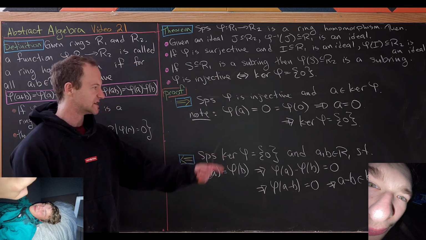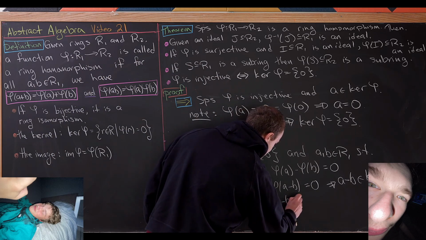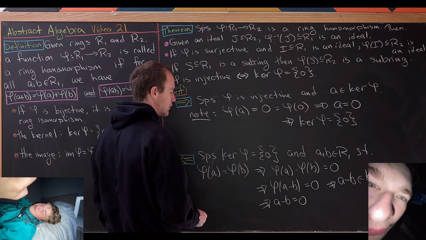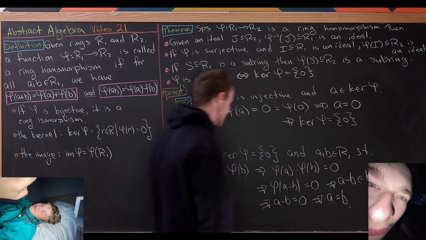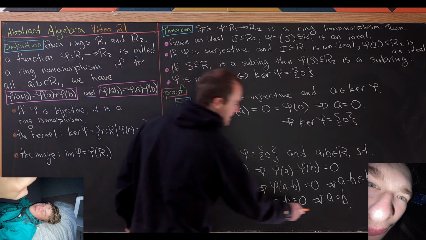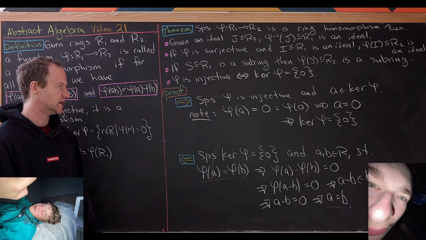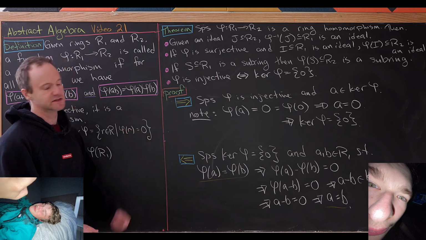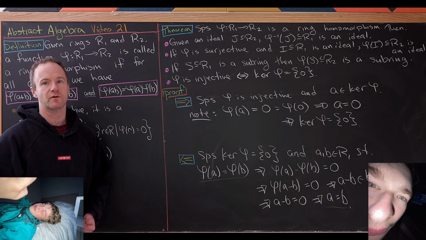So since A minus B is in the kernel and the kernel is 0, that tells us that A minus B must indeed be equal to 0. But that immediately tells us that A is equal to B. So now starting here and ending here is exactly what we needed to show that this thing was injective, completing this reverse direction. Okay, so now we're going to look at the first isomorphism theorem for rings.